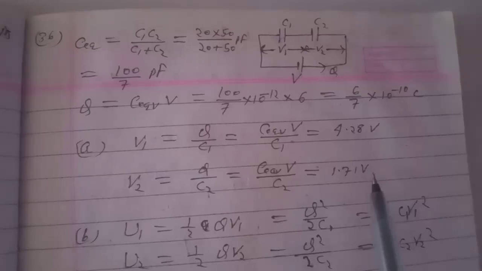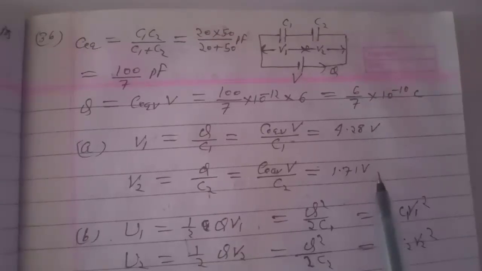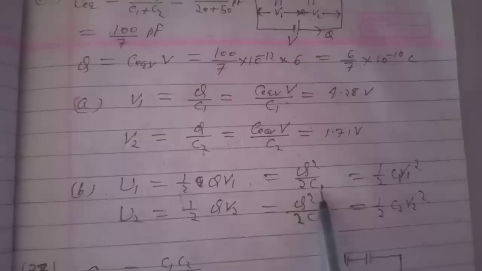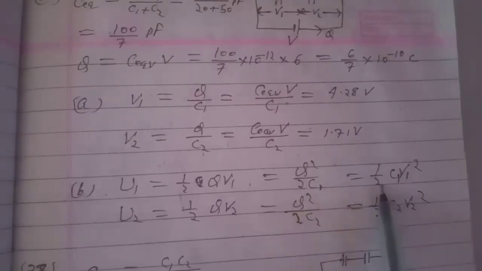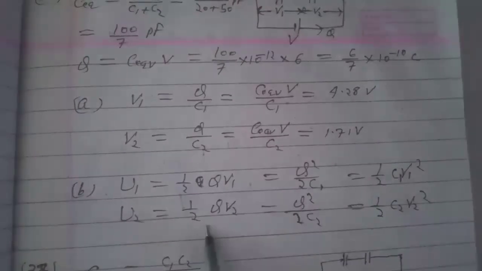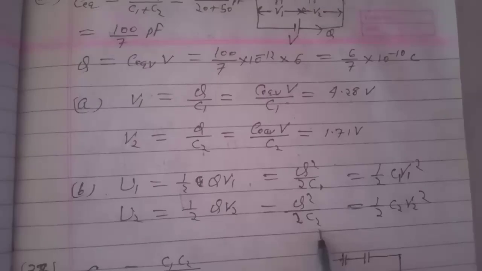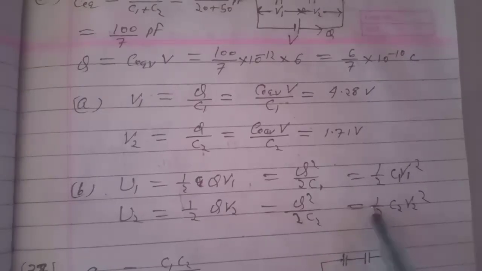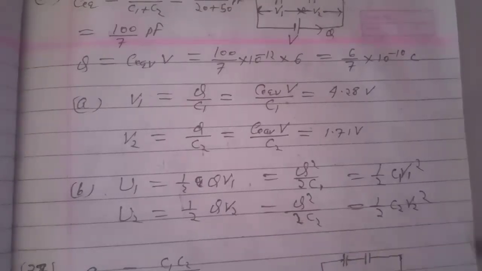B, the energy stored in each capacitor. Now we know that the formula for energy is U1 equal to 1/2 Q V1, so Q²/2C1 equals 1/2 C1 V1². And similarly U2 equal to 1/2 Q V2, or Q²/2C2, equals 1/2 C2 V2². This is the formula. Any formula which is given we can use.